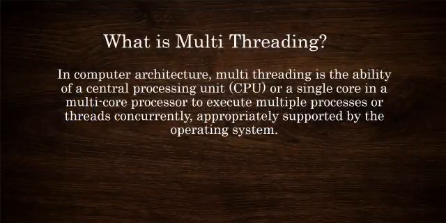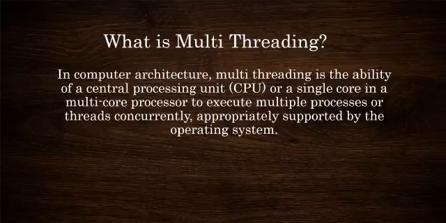So what is multi-threading? In computer architecture, multi-threading is the ability of a central processing unit, that is CPU, or a single core in a multi-core processor to execute multiple processes or threads concurrently, appropriately supported by the operating system.